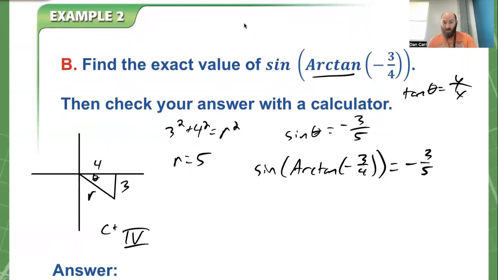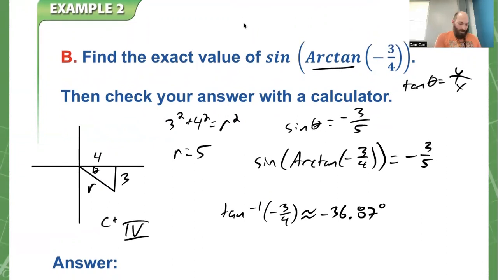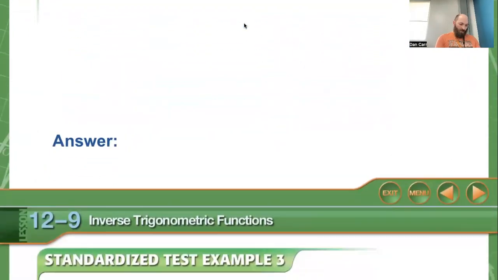So once again, we plug this in our calculator. I'm going to do the inverse tangent of negative 3 over 4, which comes out to approximately negative 36.87. That'll be degrees there. And then I take the sine of that, and that comes out to negative 0.6, which is the same as my negative 3/5. All right, we'll do one more example that's like this.